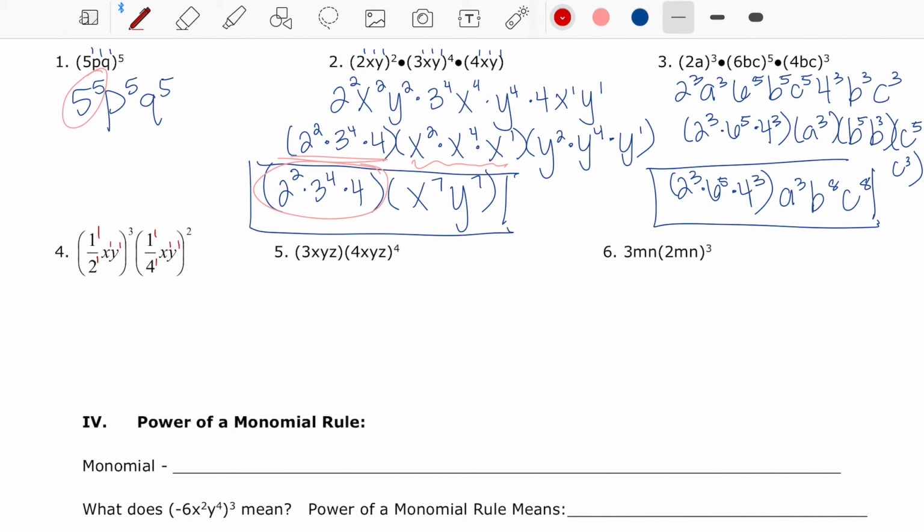So when we raise our powers to powers, we multiply them. So I get 1 cubed over 2 cubed, x cubed, y cubed, times 1 squared over 4 squared, x squared, and y squared. 1 cubed over 2 cubed makes 1/8. 1 squared over 4 squared becomes 1/16. So I'm going to go ahead and group those out front. And then I'm going to group my like bases.